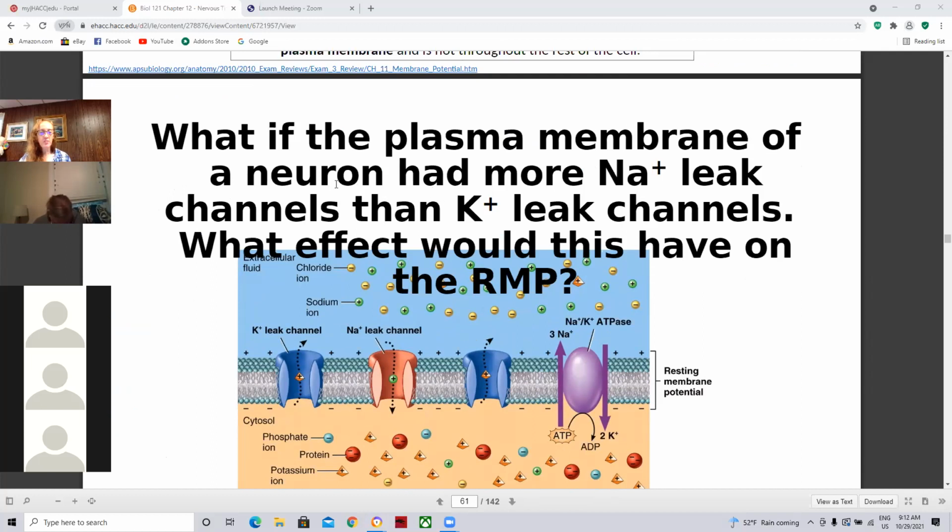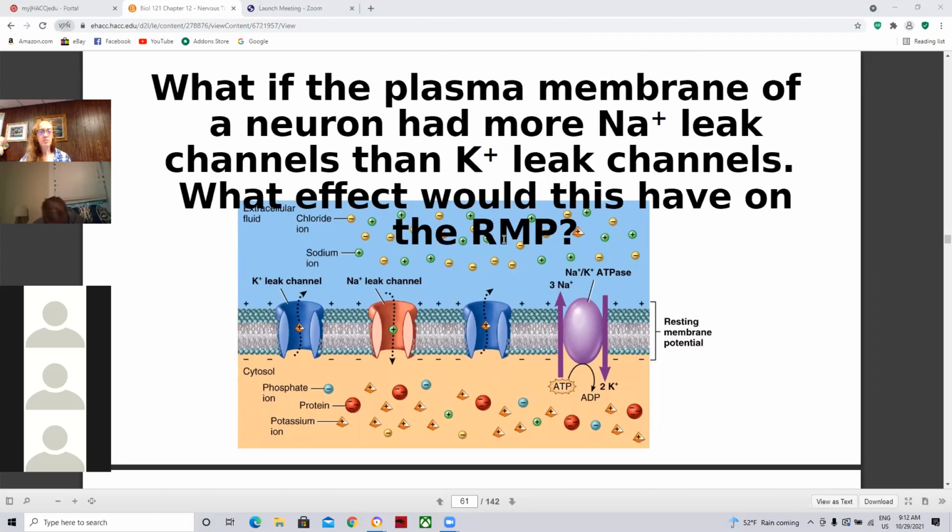What if the plasma membrane of a neuron had more sodium leak channels than potassium leak channels? What effect would this have on the resting membrane potential? It would destroy it. If we let sodium just keep leaking into the cell, there will be no separation of charge at that point. They'll be equal on both sides.